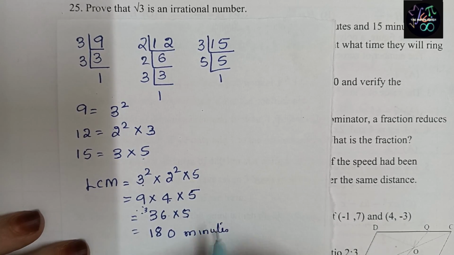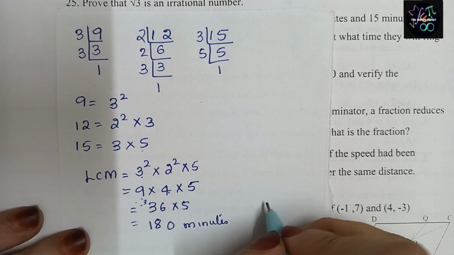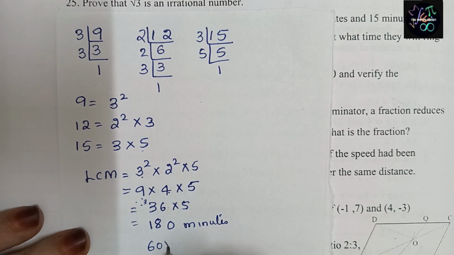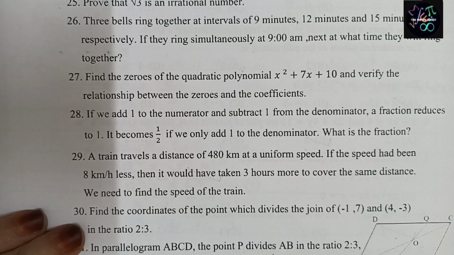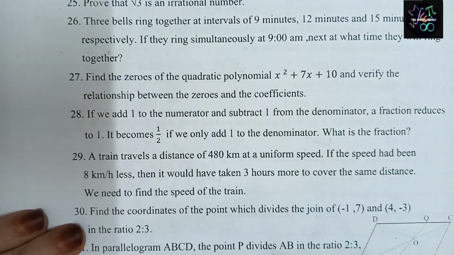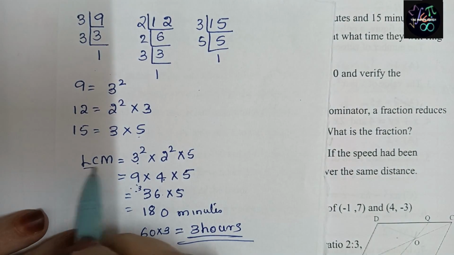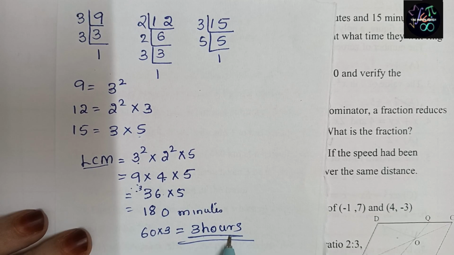So let us convert into hours. 180 minutes. 6 3s are 18. 60 into 3. So 3 hours. It will ring after 3 hours. So they have asked at what time they will next ring together. Because of the LCM, they will ring together after 3 hours.